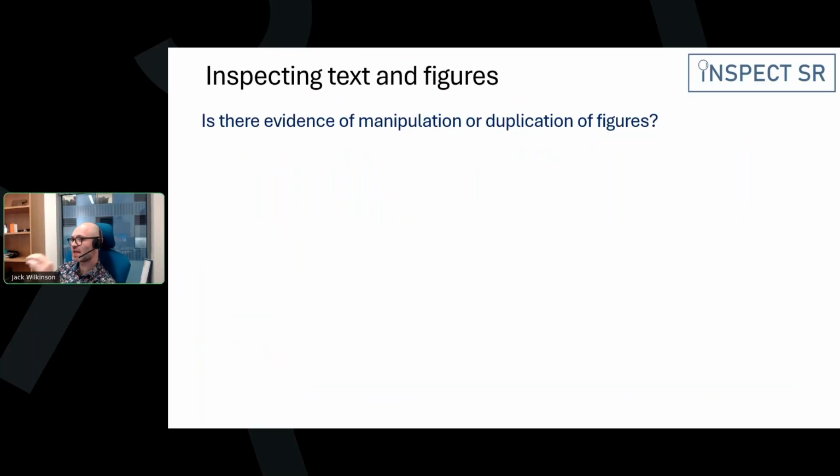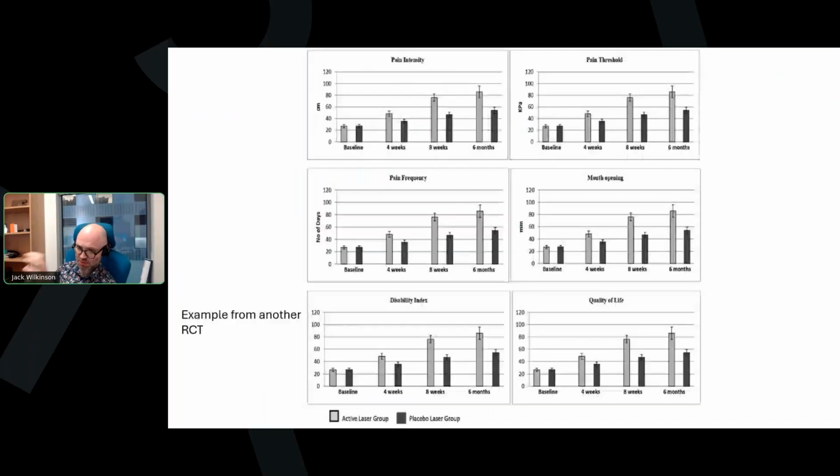Inspecting text and figures, is there evidence of manipulation or duplication of figures? So actually this paper didn't have any figures, so I'm going to show you an example from another clinical trial instead. Okay, so this was from a published RCT. I want you to just look at this for a moment and see if you can spot anything that looks unusual. These are supposedly results from a placebo-controlled randomized controlled trial.